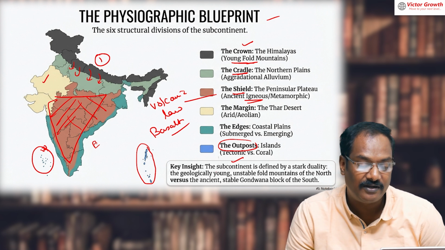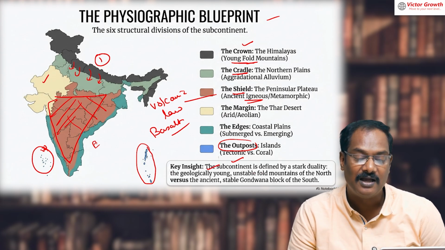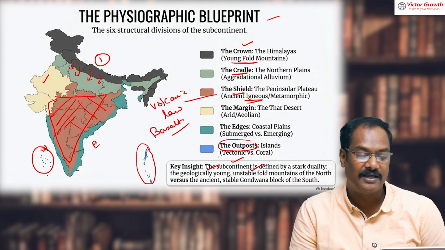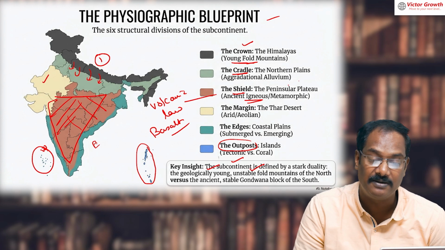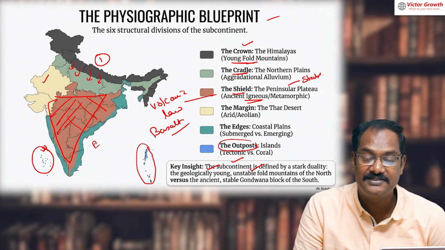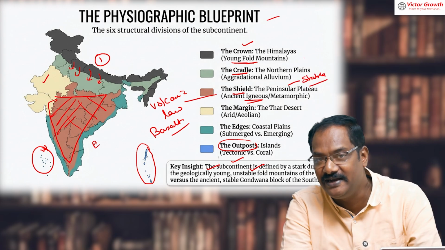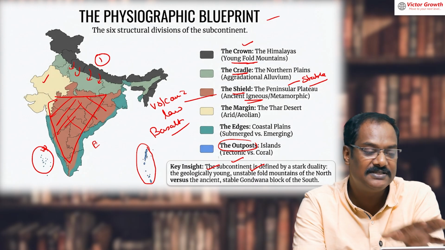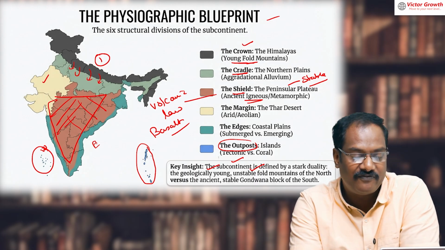You have geologically young places, unstable fold mountains, whereas the Deccan is actually highly stable. Please write down: this is highly stable, with not much seismic activity possible in this region. So these are the important physiography of India.